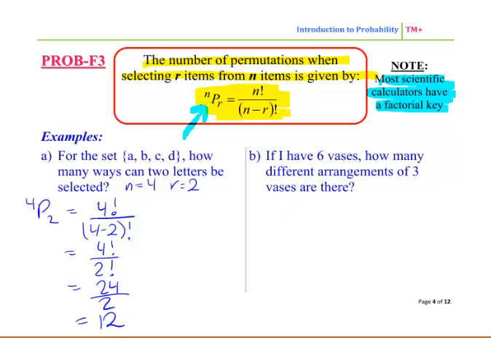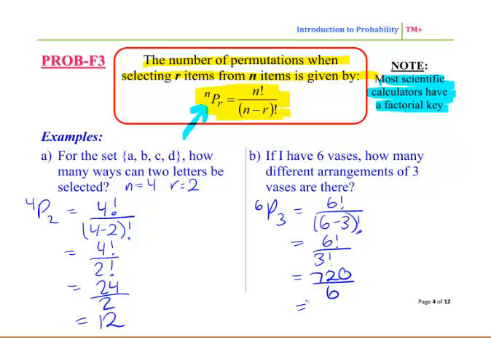Next, if I have 6 vases, how many different arrangements of 3 are there? From 6, I want to choose 3, so that's going to be 6 factorial over 6 minus 3 factorial, so 6 factorial over 3 factorial. Working that out, 6 factorial is 720, 3 factorial is 6, so 720 divided by 6 is 120 different arrangements for the vases.